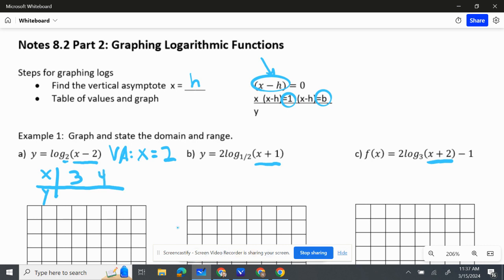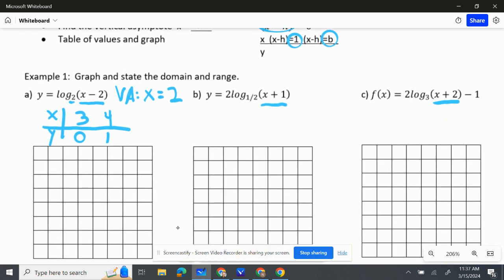So 3 minus 2 is 1, and we know the log of 1 is 0. 4 minus 2 is 2. Whenever the bases are the same, it becomes 1.